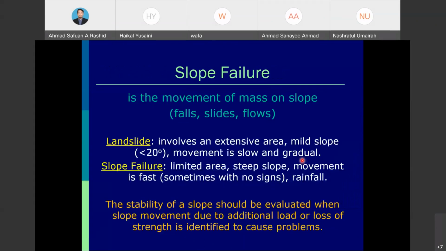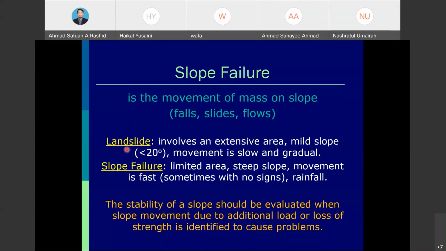So slope failure is the movement of mass on a slope. The terms are slope and mass. There will be a movement of mass on a slope or on a sloping structure. If it's flat, we may not consider it a slope structure. The types of movement, either fall, slide, flow, topple, and several other movements, all of them we consider as slope failure.